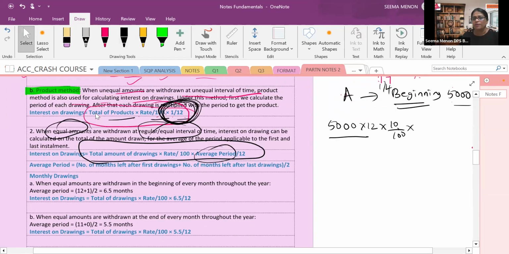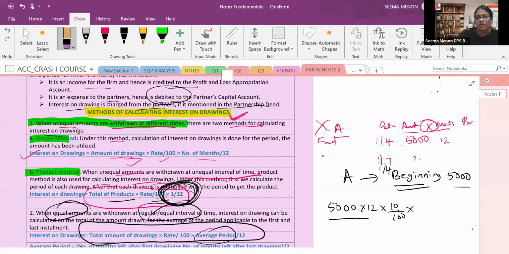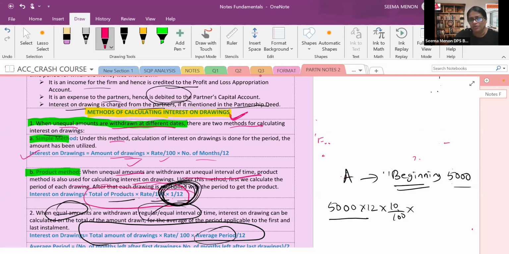Again, focus here. In my example, Mr. A is withdrawing 5,000 rupees in the beginning of every month. So in my question, it is 1st April. He withdraws 1st April, then 1st May, and so on. We know that your financial year runs from 1st April to 31st March. 1st April, 1st May, 1st June, like that all 12 months he will be withdrawing.